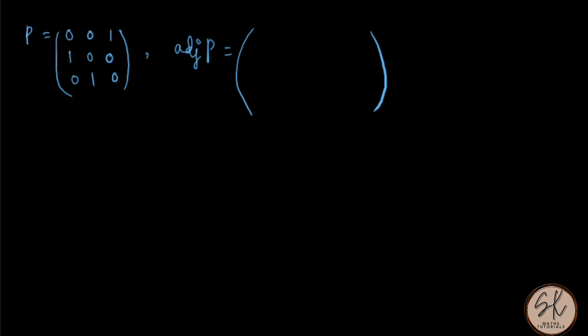So here P is equal to 0, 0, 1, 1, 0, 0 and 0, 1, 0. Okay. So the adjugate of P is equal to, first we will assign the sign to each element, that is plus, minus, plus. This is minus, plus, minus and plus, minus, plus.